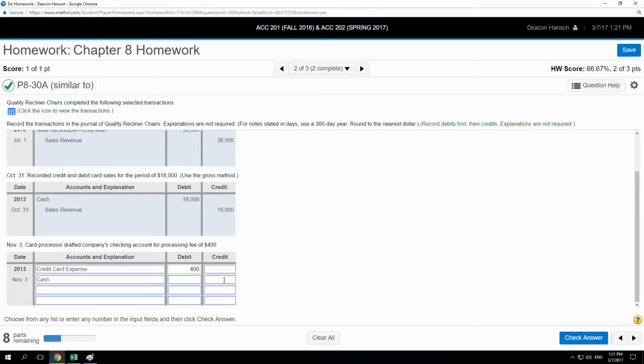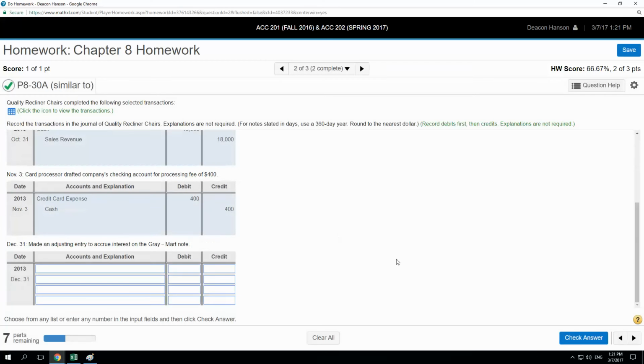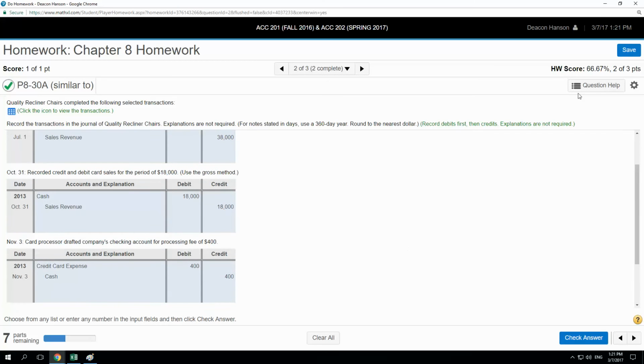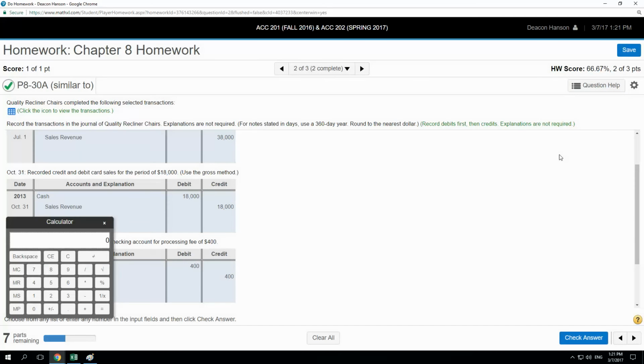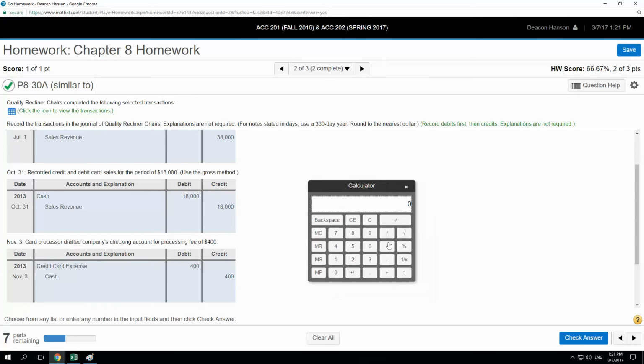And then if you're curious, and I'm a little curious just in general, it's not part of the problem, but I'm going to take 400 and divide it by 18,000. So it looks like we're paying 2.22% to the credit card company. So for every sale we make, the discount fee, that's what they call it, the discount fee that we pay back to the credit card company is 2.2%.